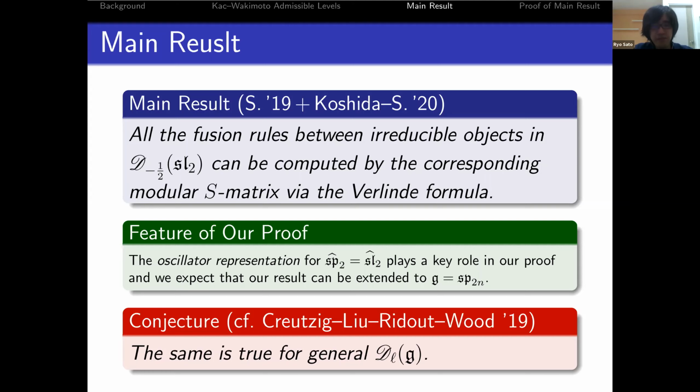One side is the Bernoulli formula, and the other side is actual fusion rules. In the computation of the fusion rule, we use the oscillator representation of SF2 hat. So we regard SF2 as SP2. This construction plays a very important role in our proof. And we also expect that our result can be extended to the higher rank symplectic cases.